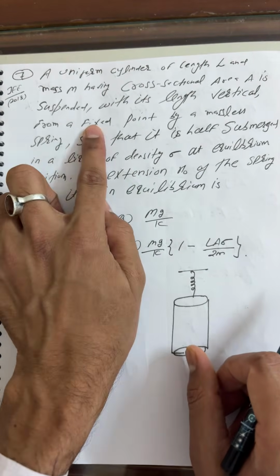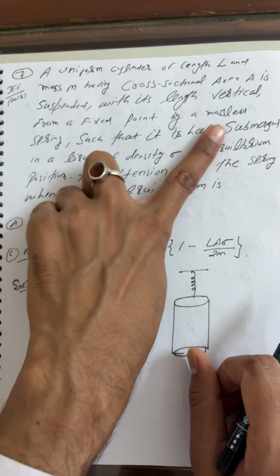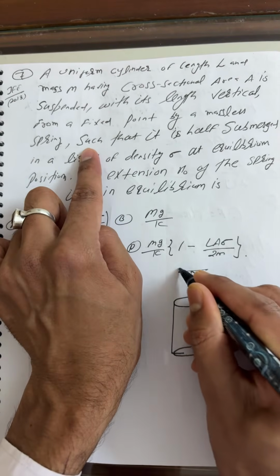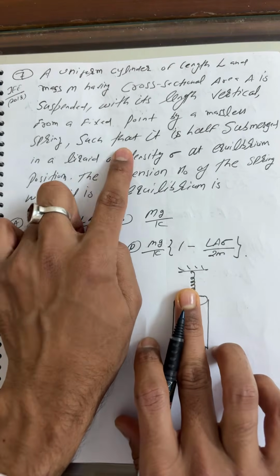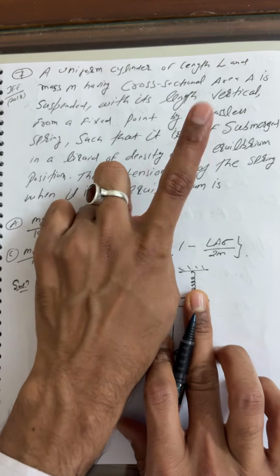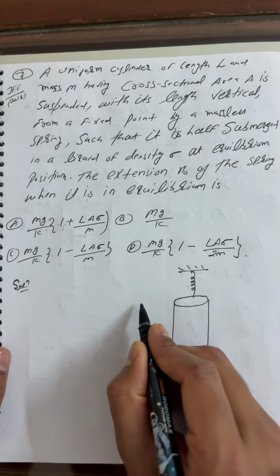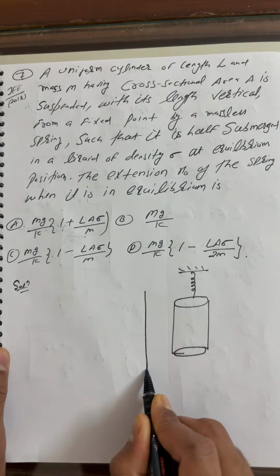vertical from a fixed point by a massless spring. This is the fixed point. You need not take the mass of the spring, such that it is half submerged in a liquid. You can take this entire setup.